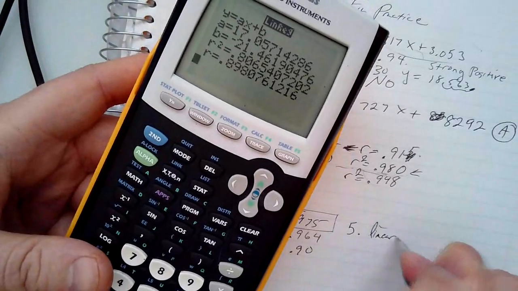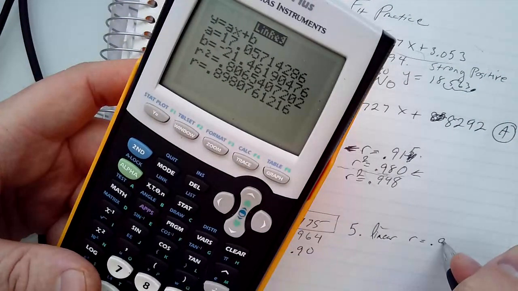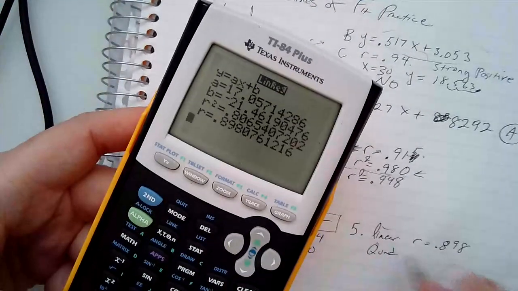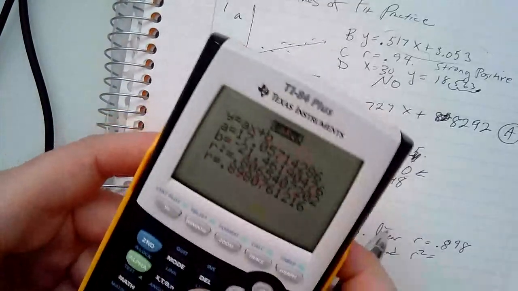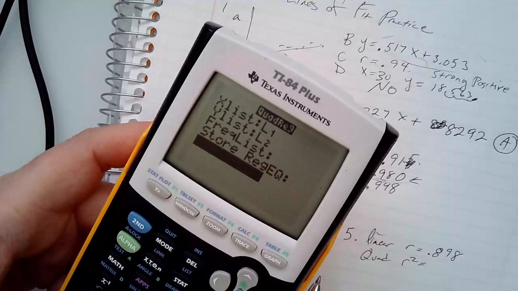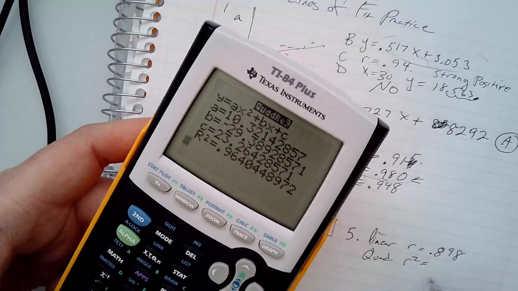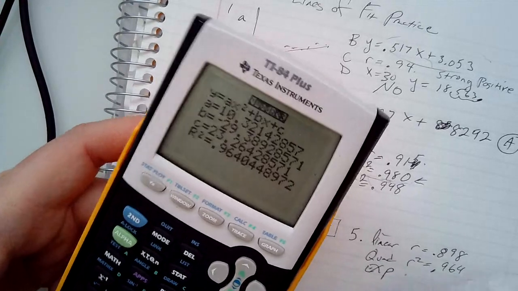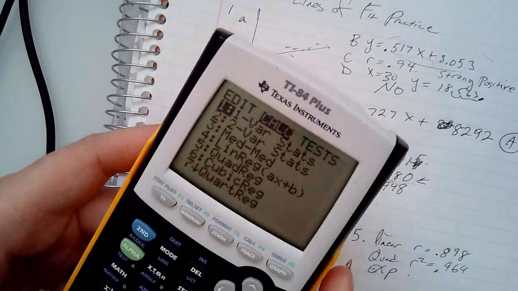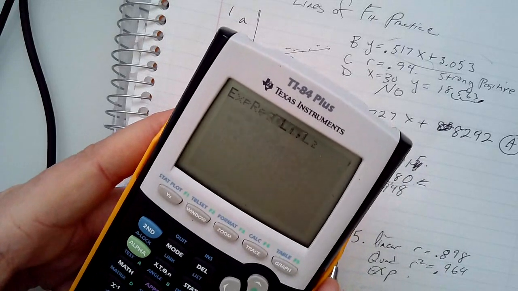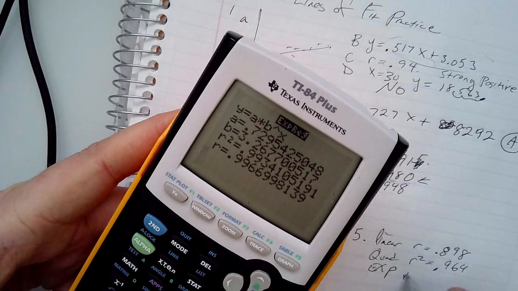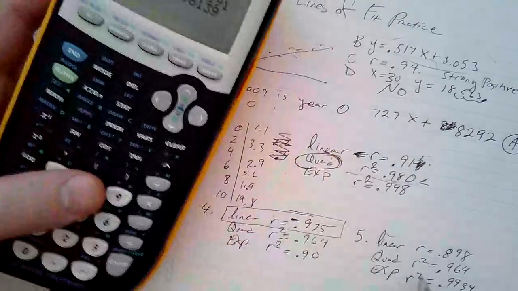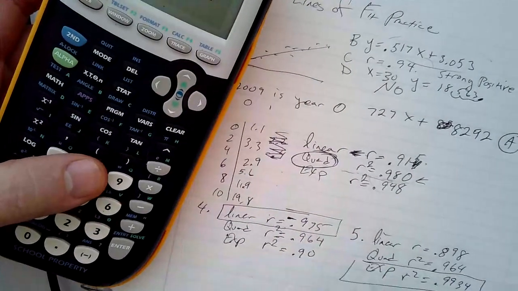Linear for number 5 will be r equals 0.898. Quadratic will be R squared, which is 0.964. And then exponential, let's see, stat over to 0 for exponential. And wow, R squared is 0.9934. So this one's definitely exponential, and there is our R value.